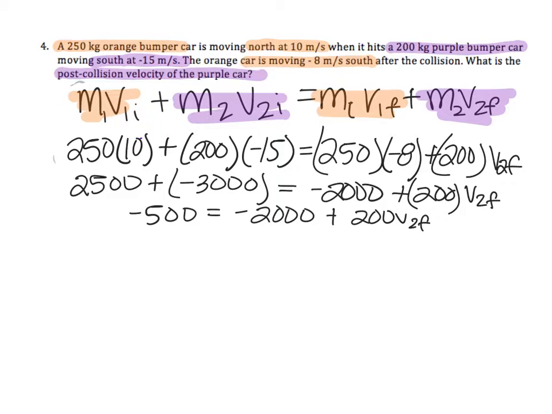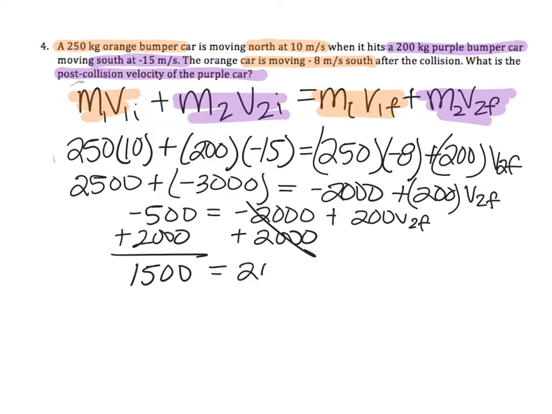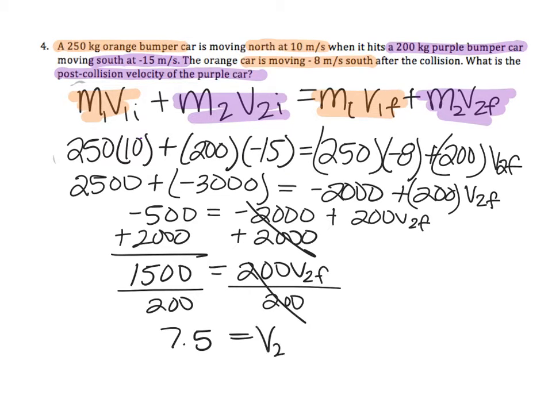Now we can add 2,000 to each side to bring that over. That's going to leave us with 1,500 on the left and cancels that out on the right, leaving us with 200 V2F, and then we can divide both sides by 200, and that's going to equal 7.5 on the left and leaving us with V2F on the right. So our final answer for the final velocity of the purple car is going to be 7.5 meters per second. And that is our final answer.